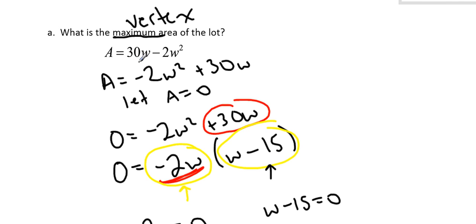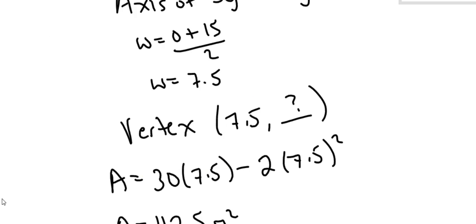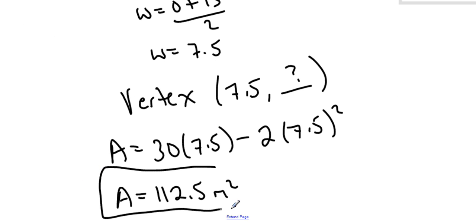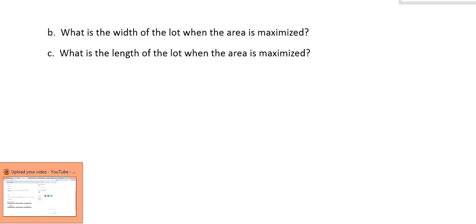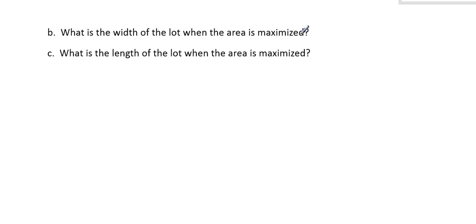So did we answer the question? What is the maximum area of the lot? We now know that the maximum area is 112.5 meters squared. So now what? What is the width of the lot when the area is maximized?